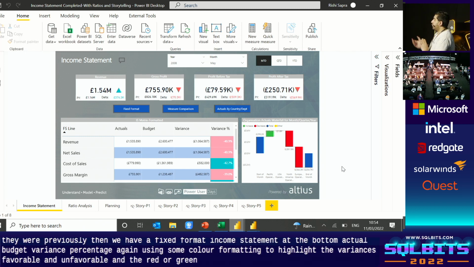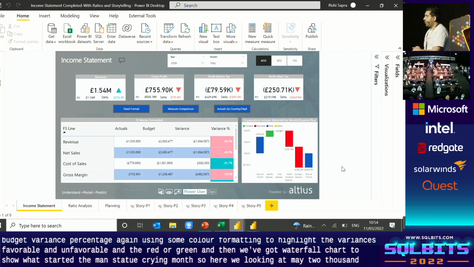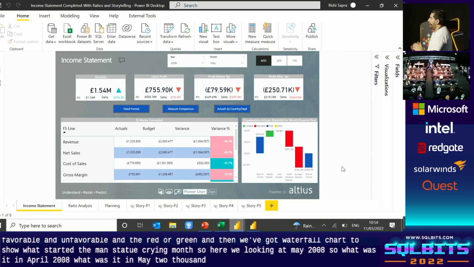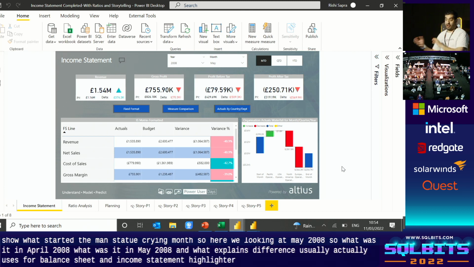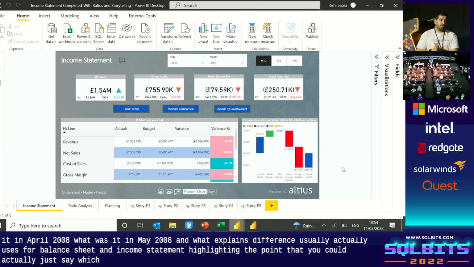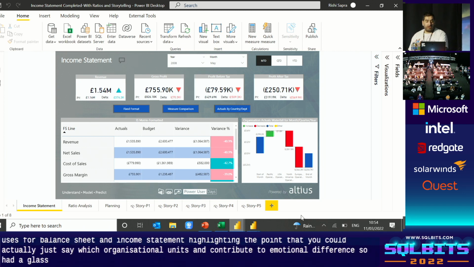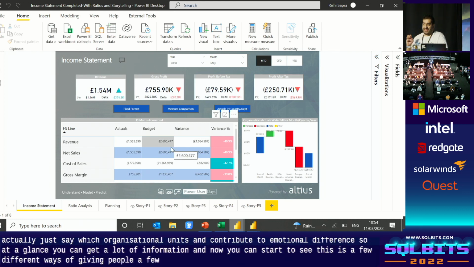And then we've got a waterfall chart to show what, it actually says start of the month, it's actually prior month. So here we're looking at May 2008, so what was it in April 2008, what was it in May 2008, and what explains those differences. I usually use this for balance sheet rather than income statement, but I'm highlighting the point here that you could just say which organizational units have contributed most to that difference. So at a glance, you can get a lot of information. And now you can start to see this in a few different ways, so you're giving people a few different ways to analyze this data.